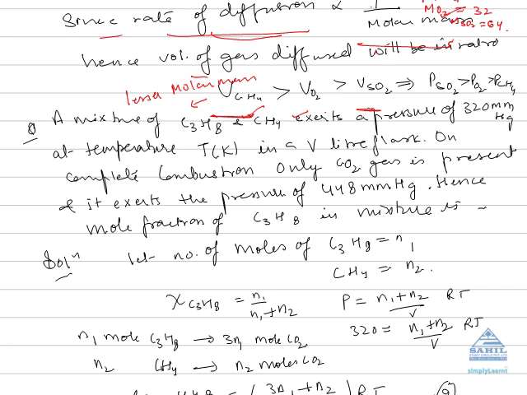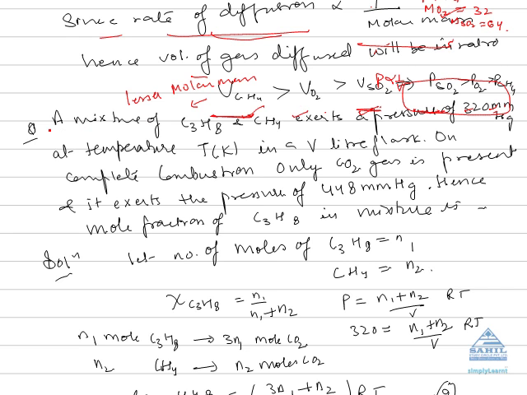Now according to Boyle's law, since the pressure is inversely proportional to the volume of the gas, the pressure of SO2 will be greater because its volume remaining is very much greater. Now the pressure of SO2 is greater than O2, which is greater than CH4. This is the relation.